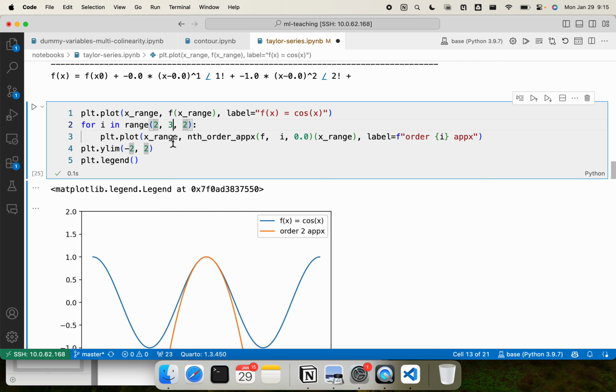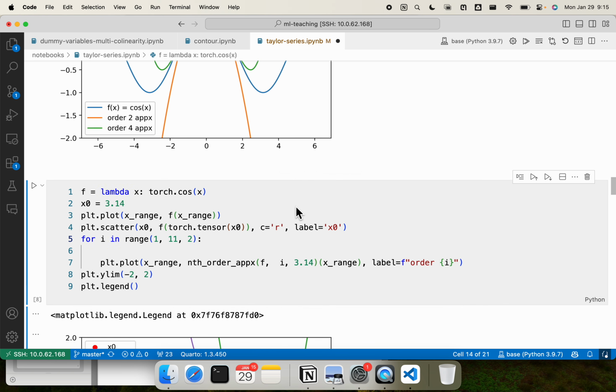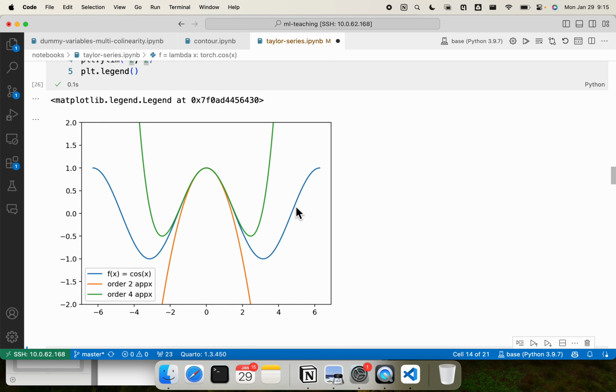If we are to look at certain more approximations, so now if you look at the order 4 approximation, do you see it's getting better? The locality has increased where our polynomial is closely matching the function. We can see that now it's also probably trying to get these shapes.